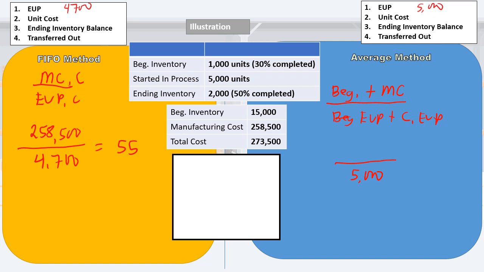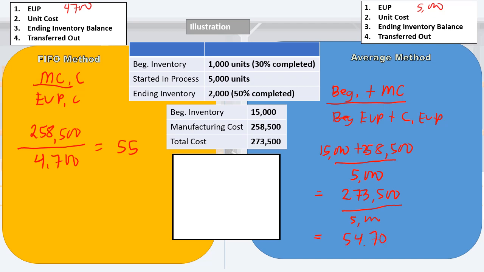So, yung cost naman natin, dahil sinama natin yung beginning sa denominator, dapat lang naman isama rin natin siya sa numerator. So, lumalabas, meron tayo dito ang 15,000 plus 258,500. So, ang result niyan ay 15,000 plus 258,500. So, that will be 273,500 over 5,000. So, magiging AUP natin kapag ginamit po natin ang average method will be 54 pesos and 70 cents.